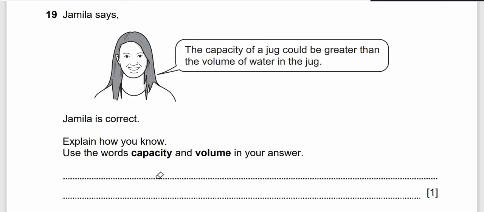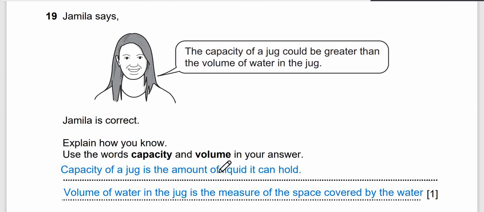Alright guys, let's check out the answer. So capacity of a jug is the amount of liquid it can hold, while volume of water in the jug is the measure of the space covered by the water. So definitely capacity could be greater than volume.